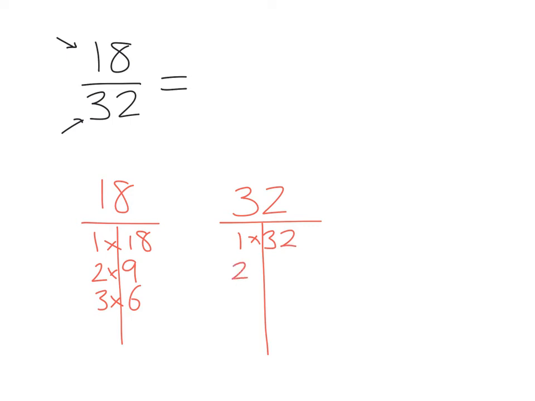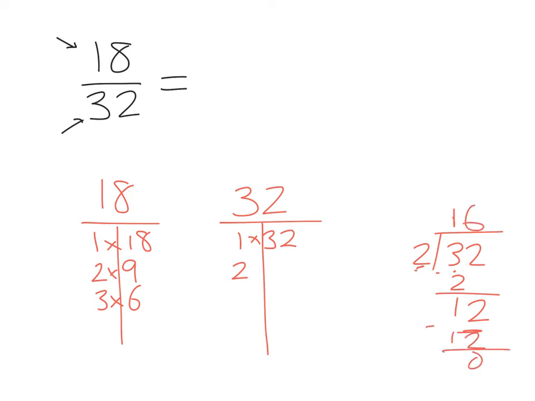2 and... Ooh, it doesn't go all the way, but I know 2 goes into it. Okay. How many times does 2 go into 3? Only 1 time. 12 is left over. How many times does 2 go into 12? 6 times, evenly. Okay, so 2 times 16.